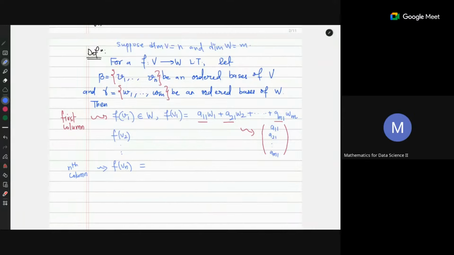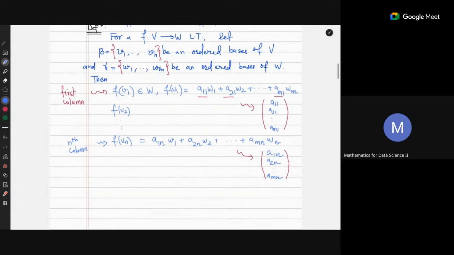Okay, and let's say the nth column has these coefficients: 1, 2, up to m. All right, so this will give us the nth column: A1n, A2n, Amn.